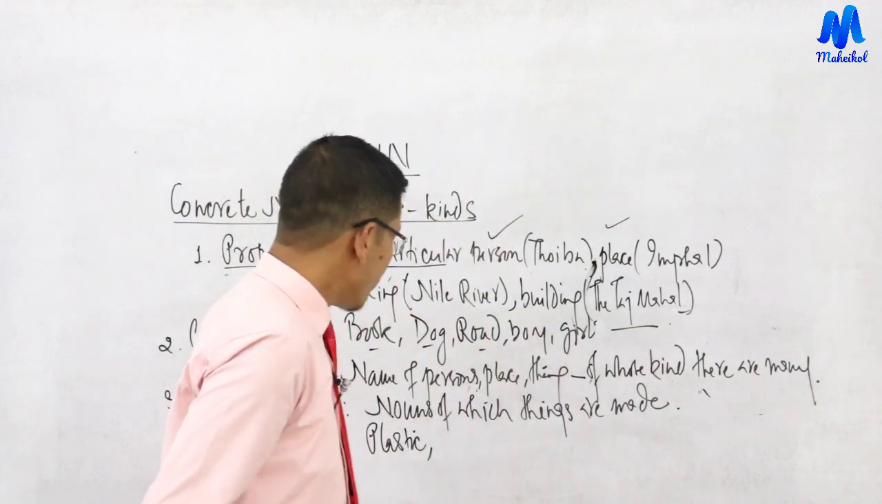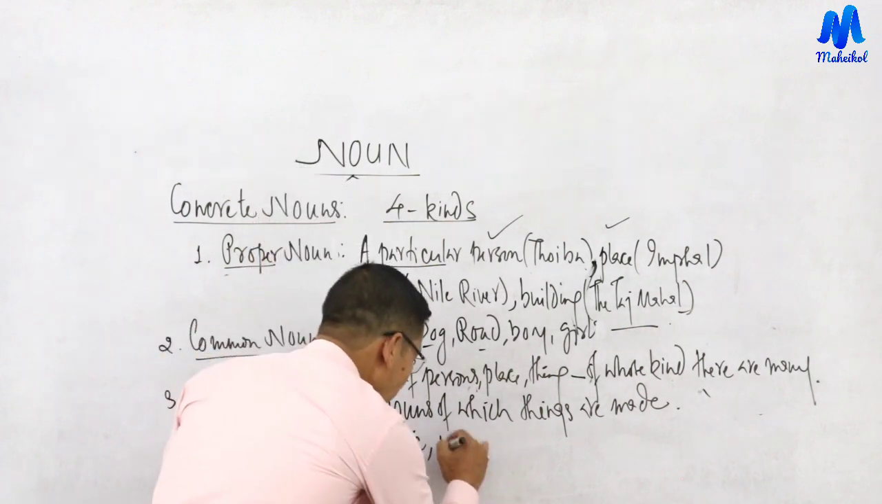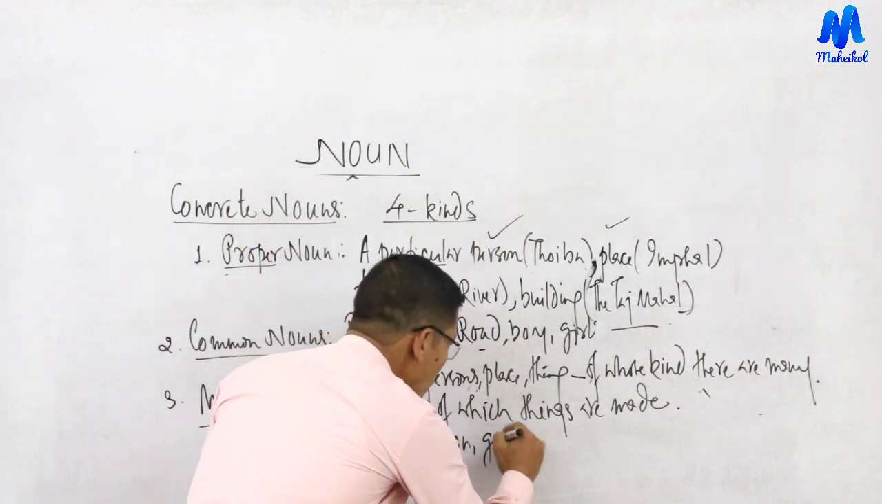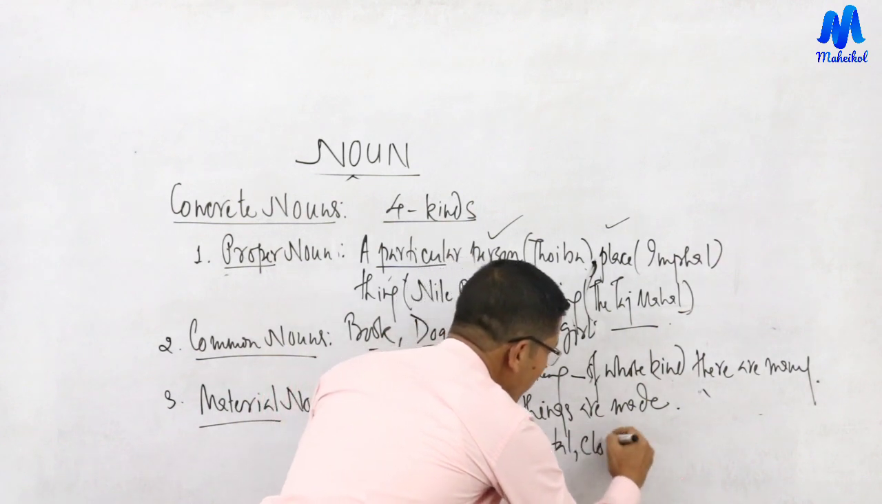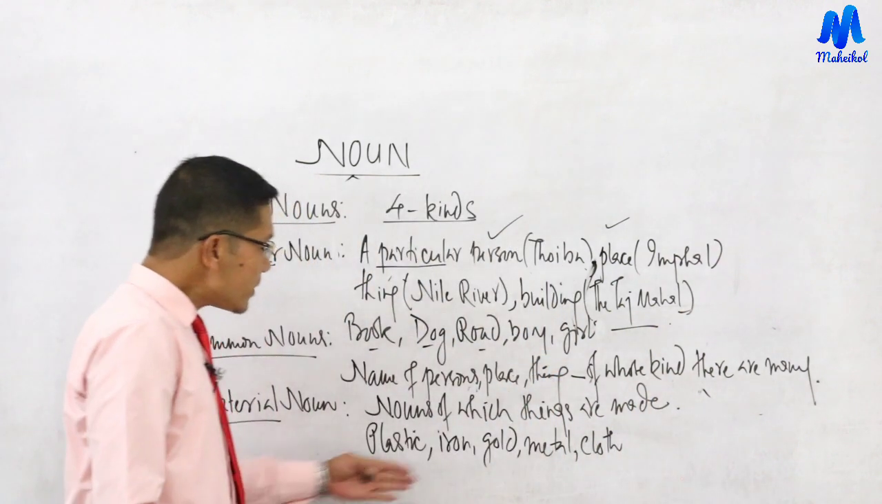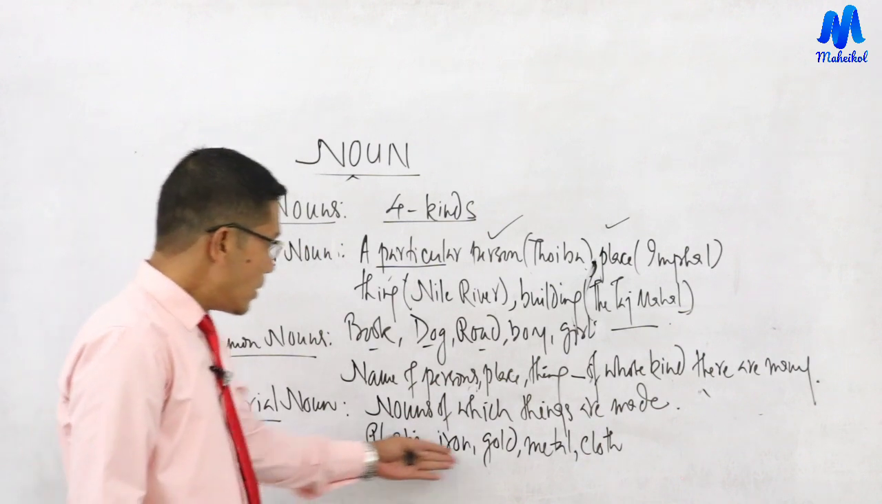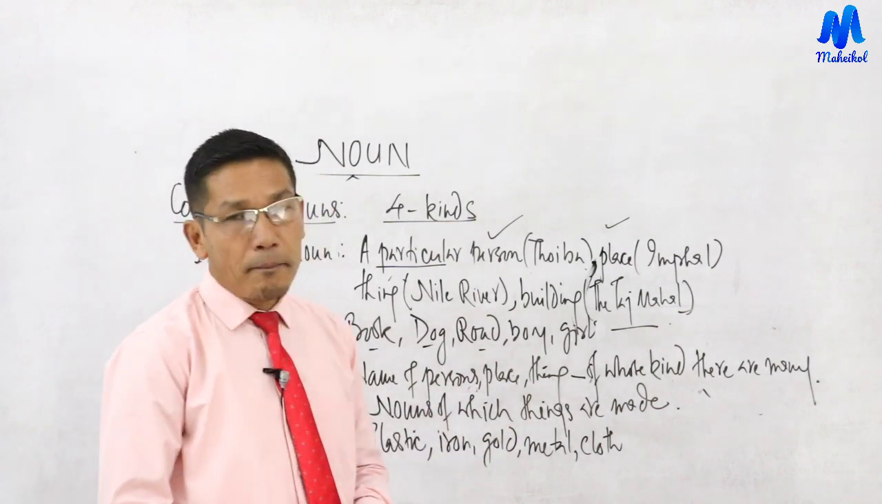Okay? Now plastic. Let's say iron, gold, any metal, cloth. These are the nouns which we call material nouns.